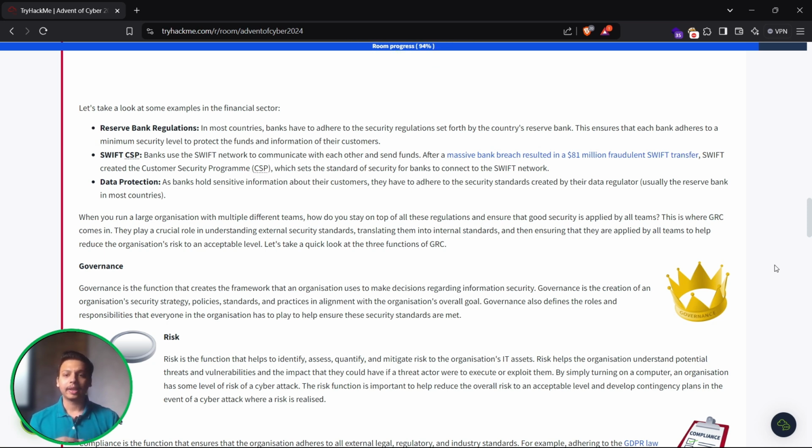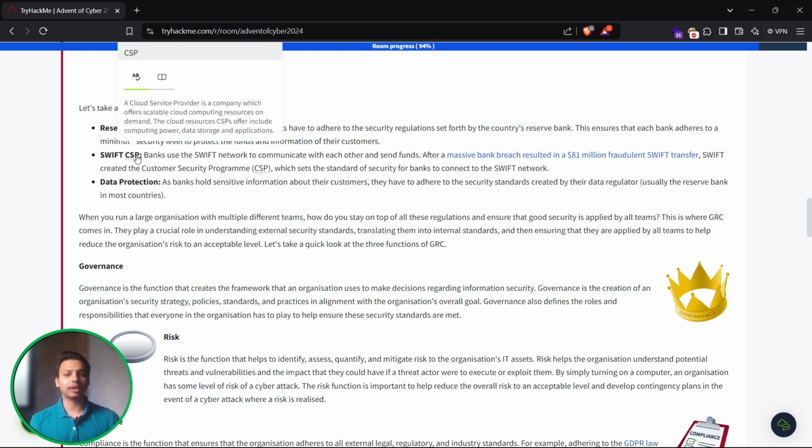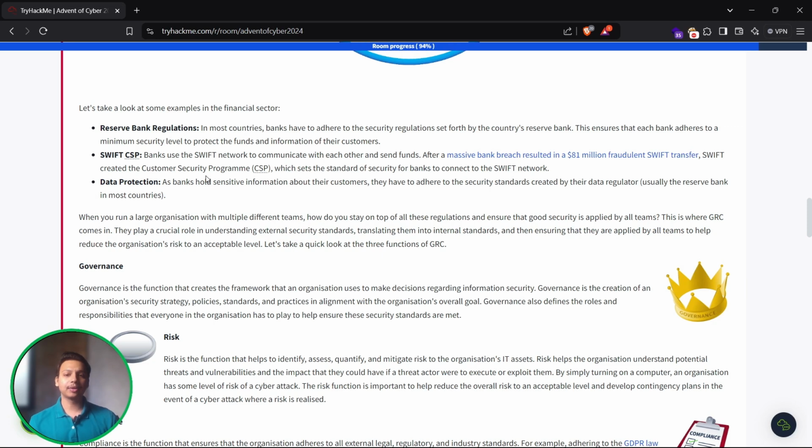SWIFT CSP. Banks use the SWIFT network to communicate with each other and send funds. After a massive bank breach resulted in $18 million of fraud in SWIFT transfers, SWIFT created the Customer Security Program, or CSP, which sets the standard of security for banks to connect to the SWIFT network.